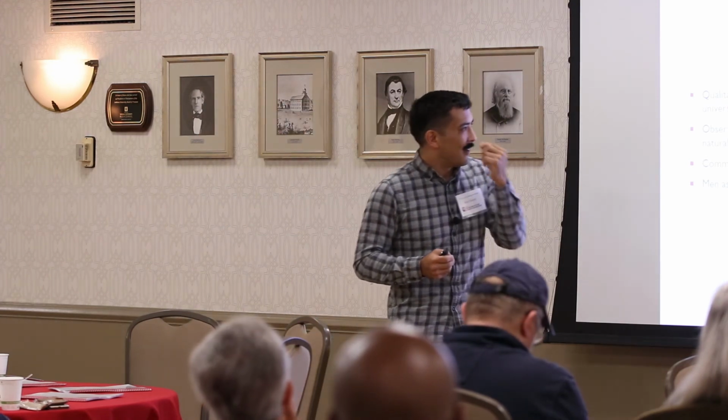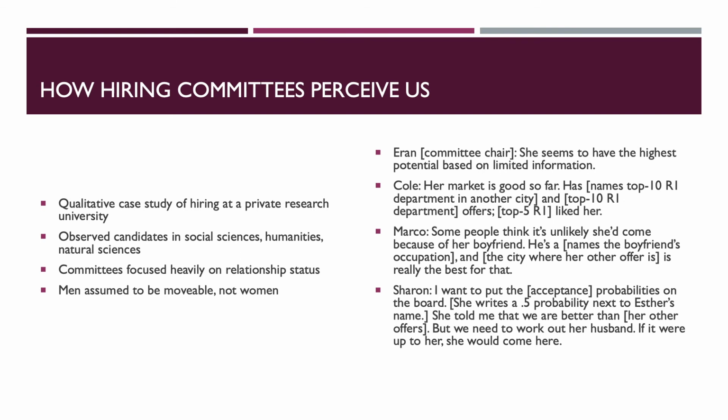I'll just read the beginning of this, right? They're talking about a female candidate here in this evaluation setting. One person says, she seems to have the highest potential based on limited information. Another person says, her market is good so far. She has basically all these other offers. They really liked her. Some people think it's unlikely she'd come because of her boyfriend. He has a really good job. He's in a great city for that job, right? And so they're really talking about the boyfriend's job and whether they can get him to move. That conversation is quite different if it's a male candidate, because the assumption is that women would be more willing to move for their male partner.